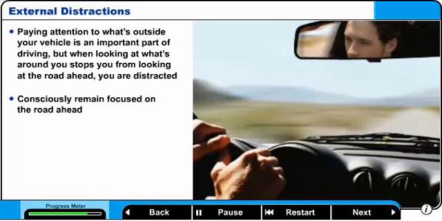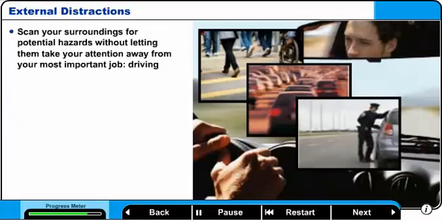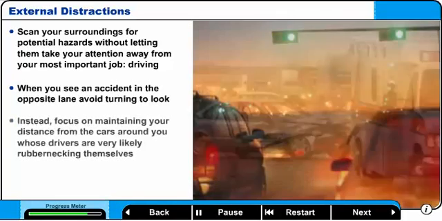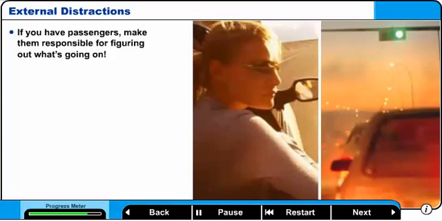Consciously remain focused on the road ahead. Be aware that objects and events out there can distract you and resist those distractions. Scan your surroundings for potential hazards without letting them take your attention away from your most important job, driving. When you see an accident in the opposite lane, avoid turning to look. Instead, focus on maintaining your distance from the cars around you whose drivers are very likely rubbernecking themselves. If you have passengers, make them responsible for figuring out what's going on.